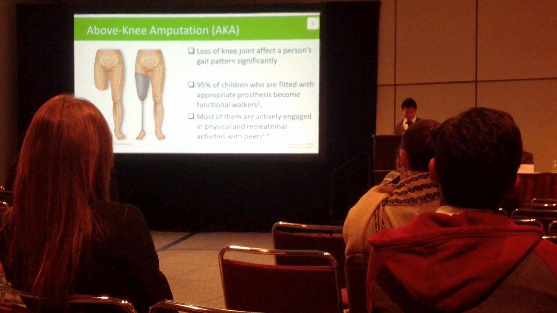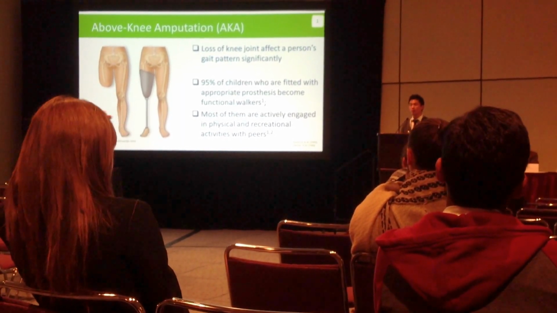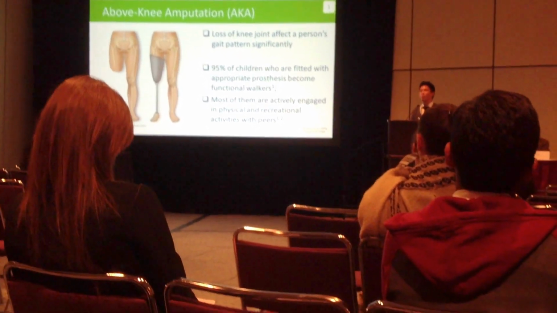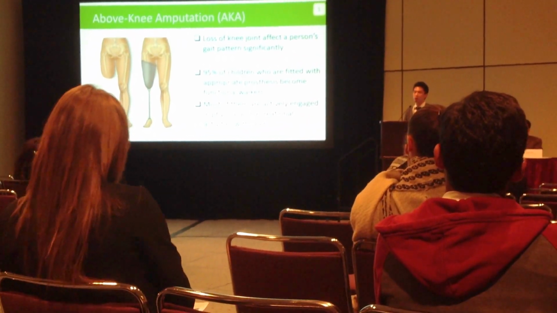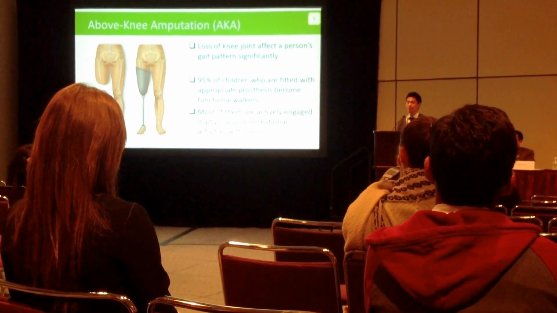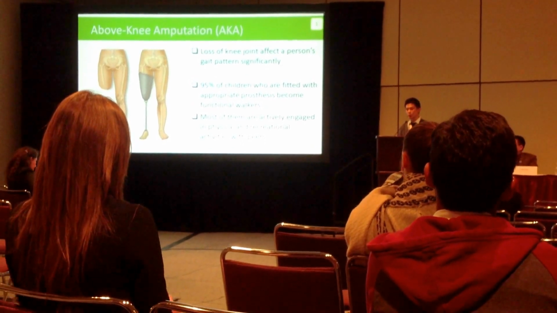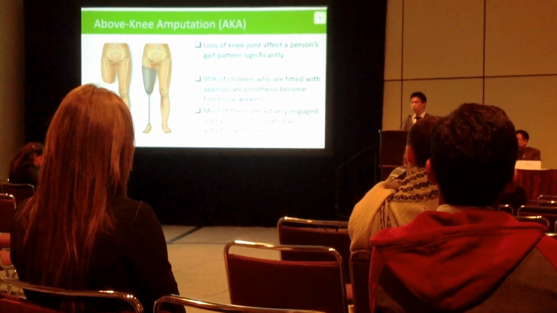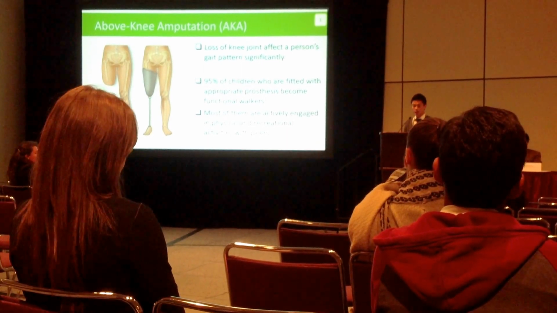This is the reason why it's very important to provide a good prosthesis for people with a missing limb, to restore the function of that missing limb. Perhaps it's even more important for children, because it not only helps them in their daily lives, but also helps them have a more normal physical and psychological development. Studies have shown that up to 95% of children who are fitted with an appropriate prosthesis become functional walkers, and most of them are actively engaged in physical and recreational activities with their peers.